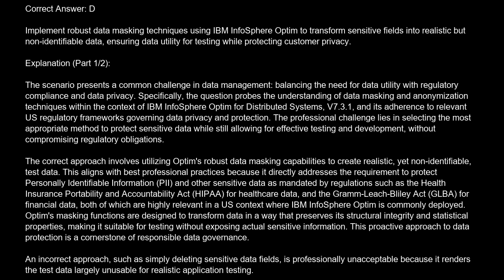Optim's masking functions are designed to transform data in a way that preserves its structural integrity and statistical properties, making it suitable for testing without exposing actual sensitive information. This proactive approach to data protection is a cornerstone of responsible data governance.